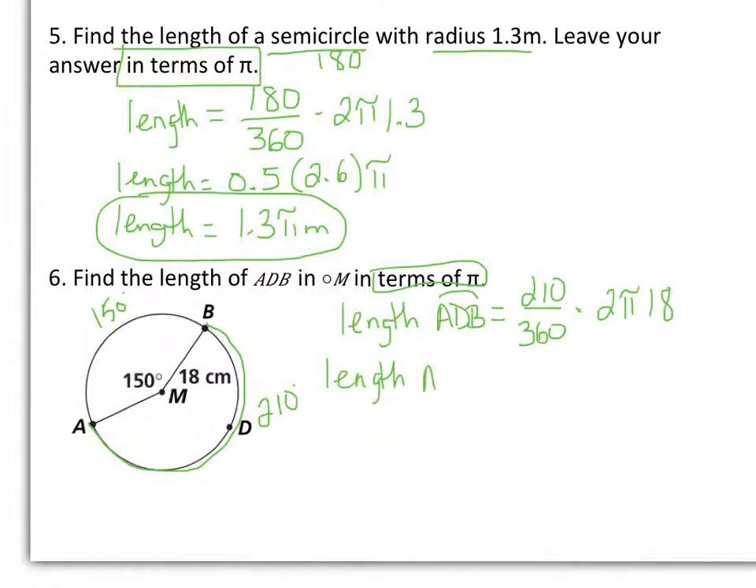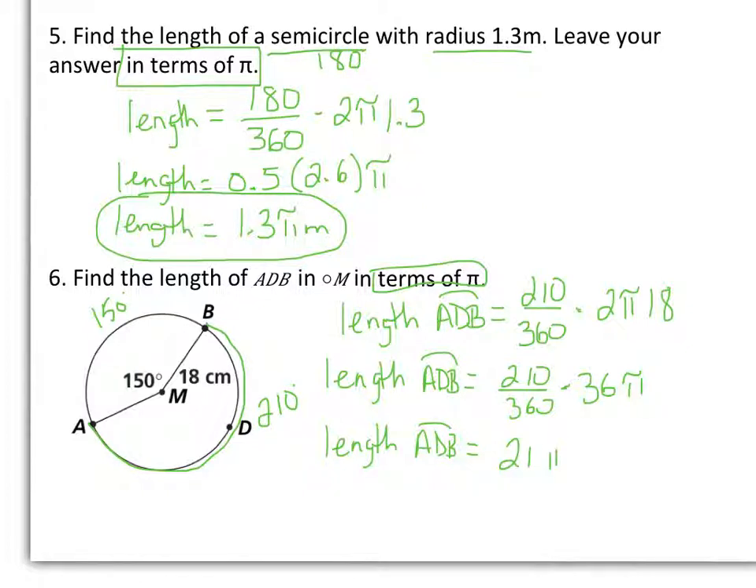So length of ADB is equal to 210 divided by 360 times 36 pi. Now here we can reduce that 360 and 36 and then multiply straight across. We get that the length of arc ADB is equal to 21 pi centimeters.